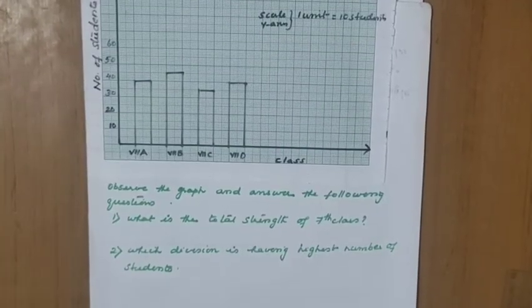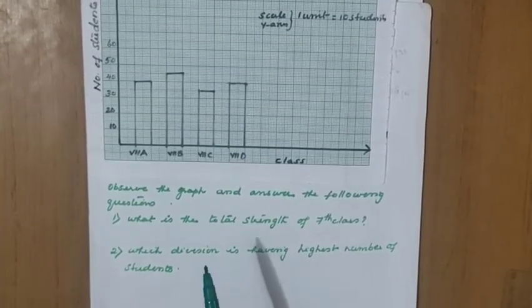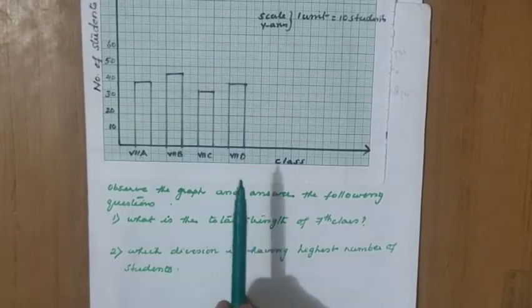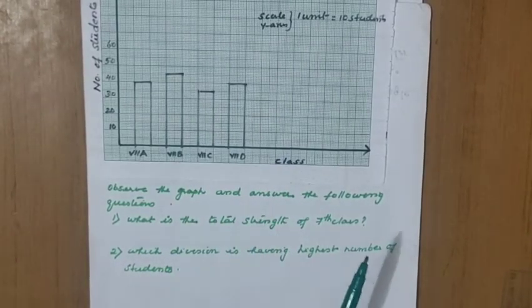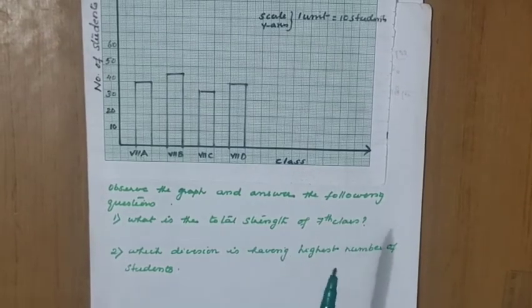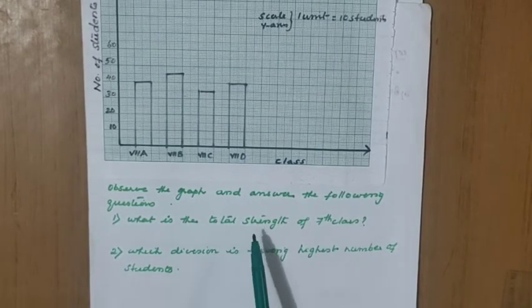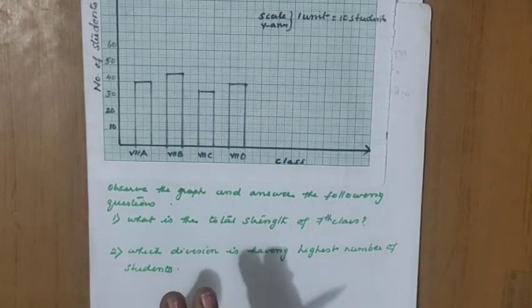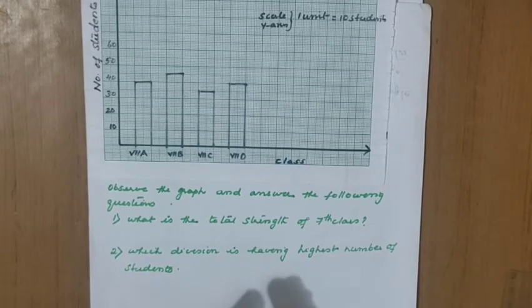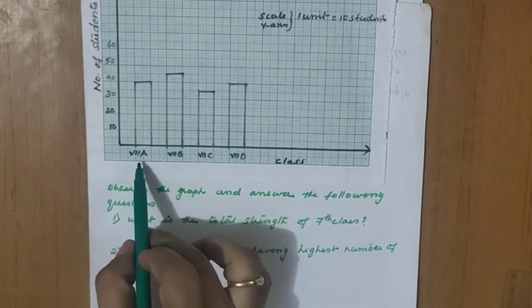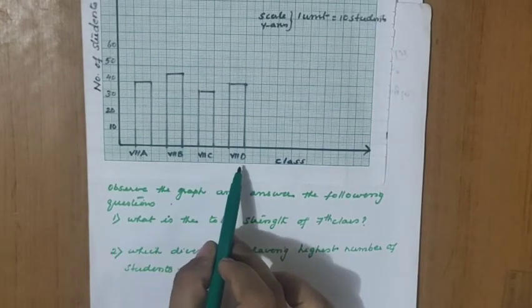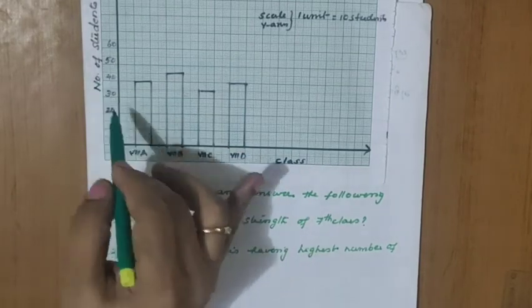Now, the interpretation of the graph, that means reading the graph. The graph will be given and some questions will be asked. Since it is a bar graph, it is easy. Observe the graph and answer the following questions. What is the total strength of the 7th class? Usually after seeing the graph you must check what is given in the question. 7th A, 7th B, 7th C, 7th D is given, and here the number of students.